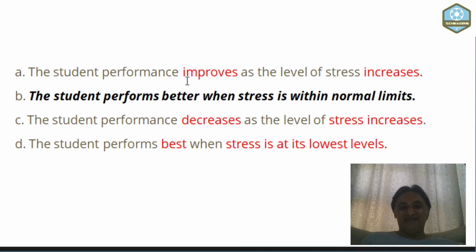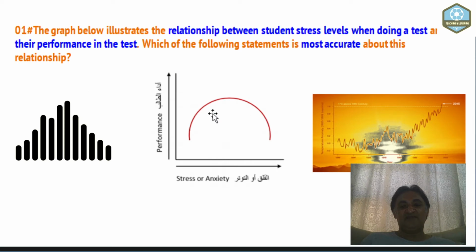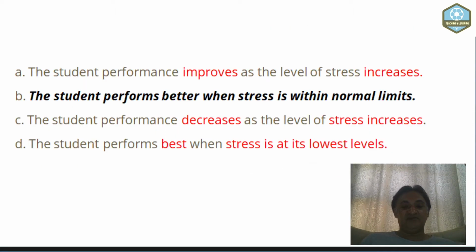The student's performance increases as the level of stress increases. That is, performance improves as stress increases. This is one point. I'll go directly to the third one: the student's performance decreases as the level of stress increases. Now these two statements show an increase and a decrease. However, this chart doesn't show any kind of fluctuation of increase and decrease. So these are the irrelevant answers. You have to keep away from these, A and C. So there's no increase or decrease in this evaluation.